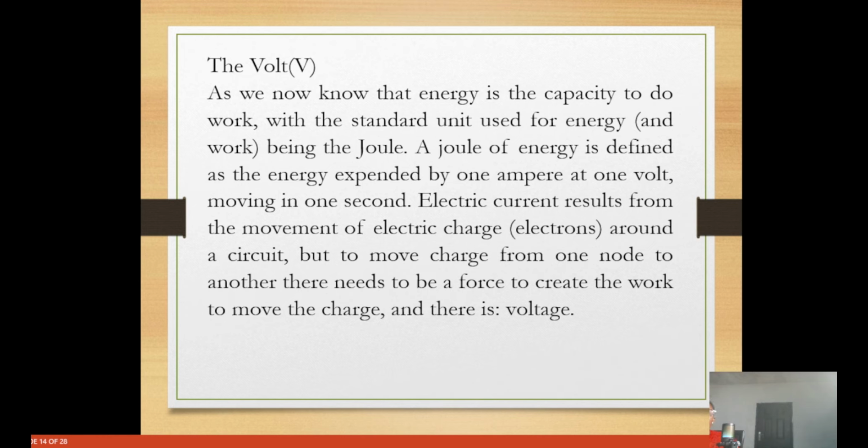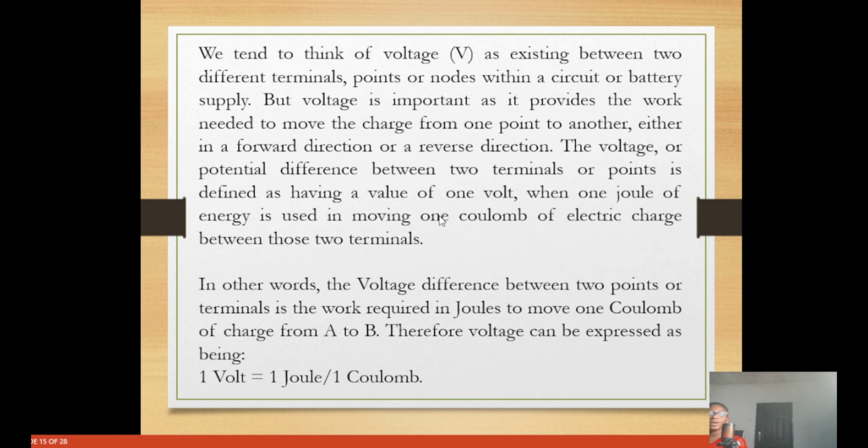But to move a charge from one point or one node to another, there is a need for a force to create the work to move the charges, and that is the voltage. There is a need for something to push them, for work to be done, for the electric charge to move. We tend to think of voltage as existing between 2 different terminals, 2 different points, like point A and point B. We call it potential difference or voltage. That is the difference between 2 points. Electrons can be at point A, but we want them to be at point B. Then the work needed to take them from point A to point B is what is called the potential difference or voltage.